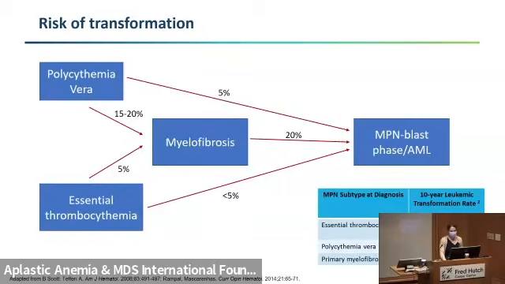And this is the risk of transformation to MPN or blast phase AML, about 5% in polycythemia vera, less than 5% in ET. This is probably closer to 1 or 2%. And myelofibrosis is higher, about 20% risk of transformation.